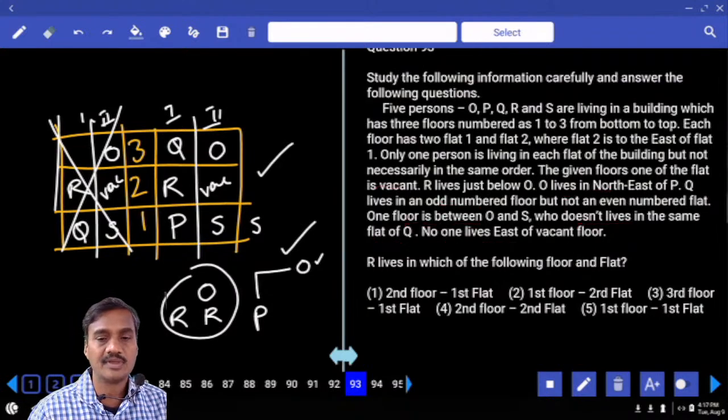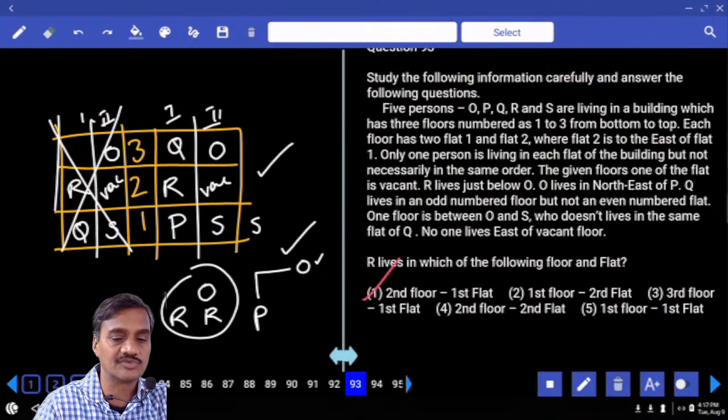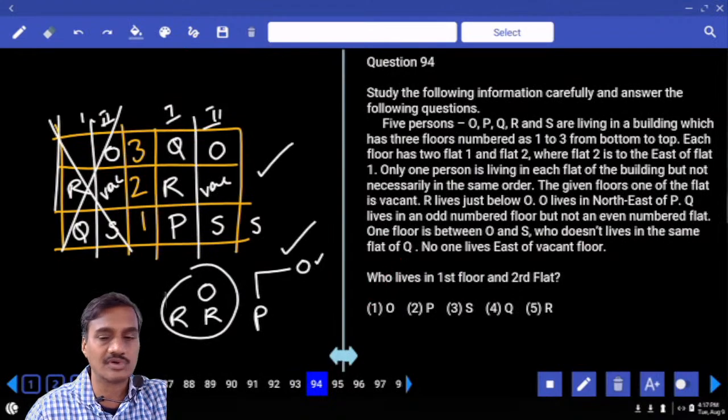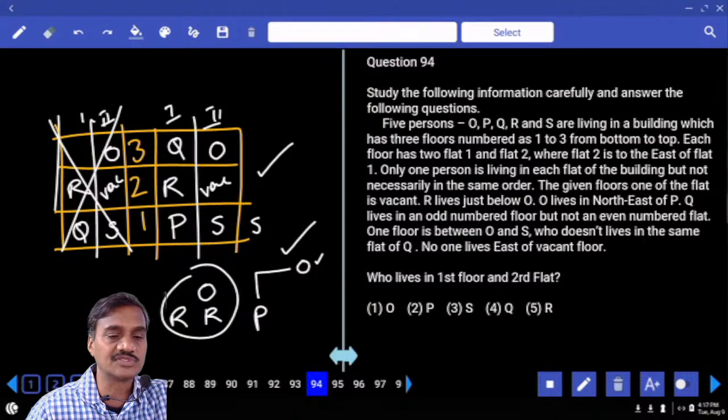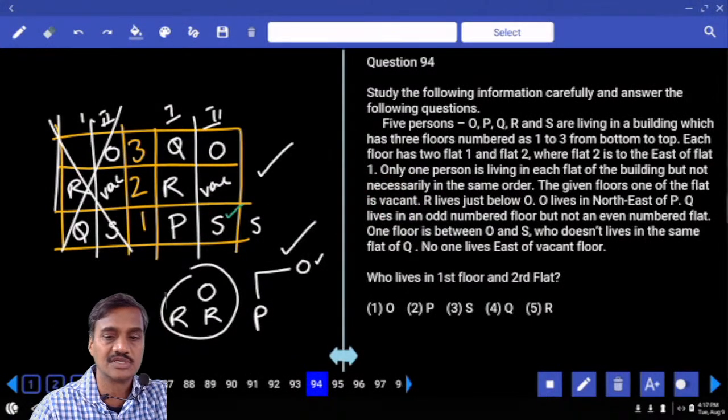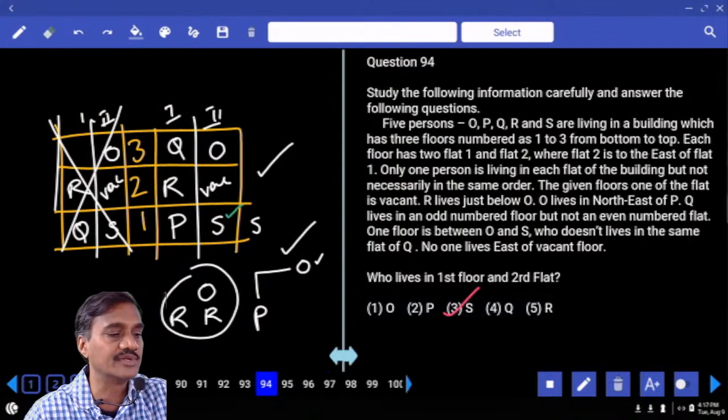And R lives on which of the following floor and flat? R lives on second floor first flat. Second floor first flat, choice 1, question 93. And who lives on the first floor of the second flat? First floor, second flat, that is S. Yes, that is choice 3, question number 94.